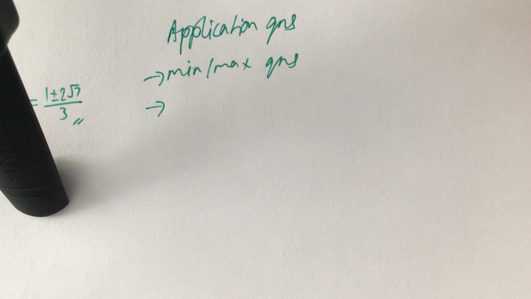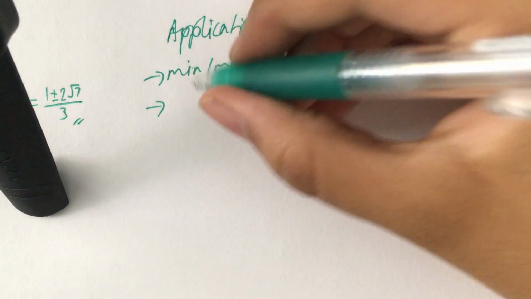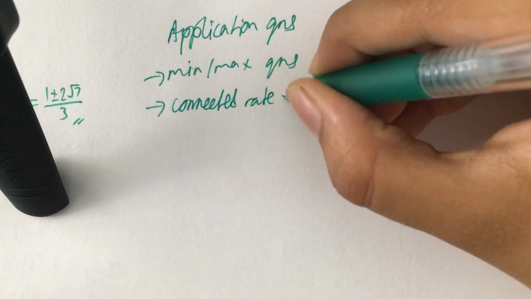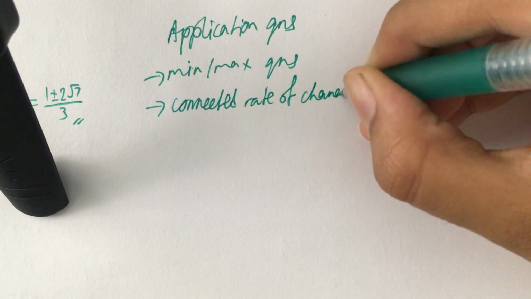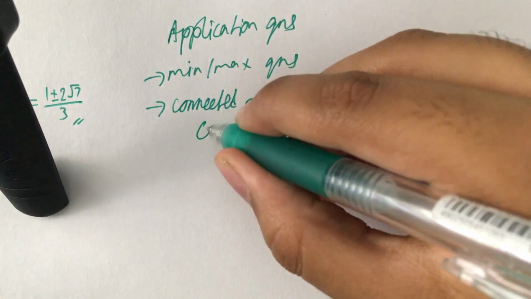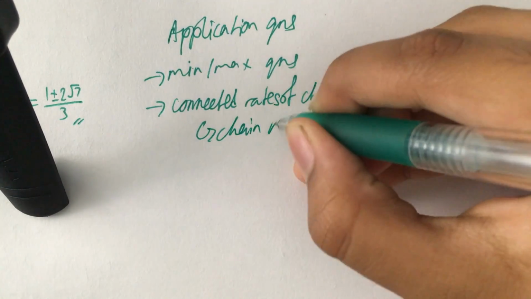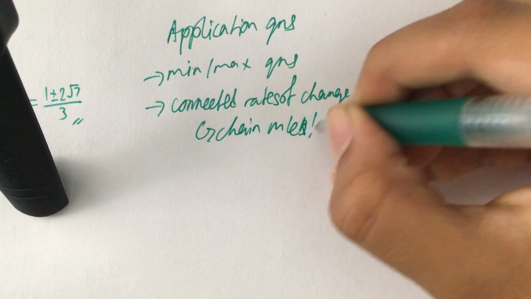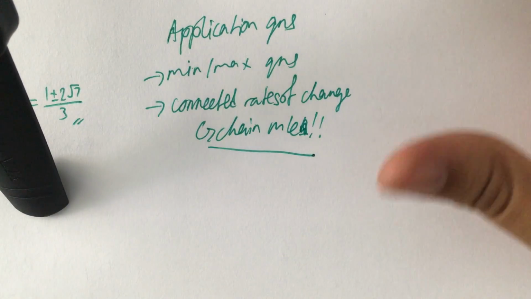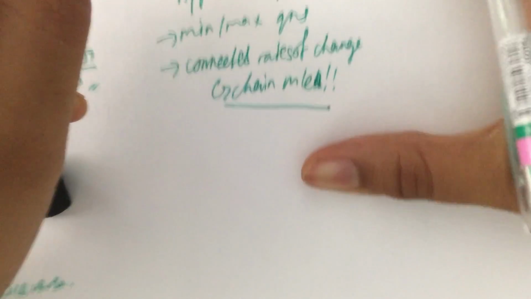The more common application question would be the connected rates of change problems, which is what is written in the syllabus. That's just how they wrote it, but I think it's as clear as it can get, because connected rate of change means what? The chain rule, of course, because it's connected. Usually the question will ask you about something to do with area and volume, or something like that.